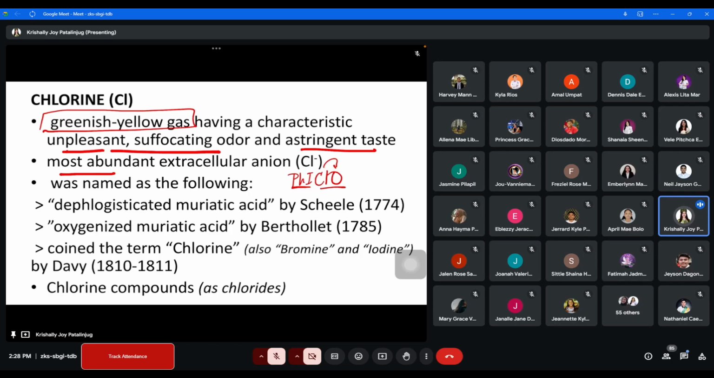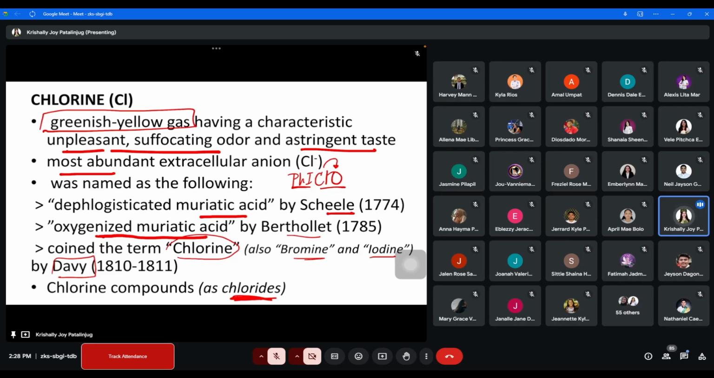The most abundant extracellular anion, and it was named as the following. Dephlogisticated muriatic acid by Scheele, oxygenized muriatic acid by Berthollet, and the one who termed chlorine and even bromine and iodine was Davy. Okay, so ang mga chlorine compounds, they exist in a form of chlorides. Okay, example, potassium chloride, sodium chloride. Available itong chlorine compound in chloride form.